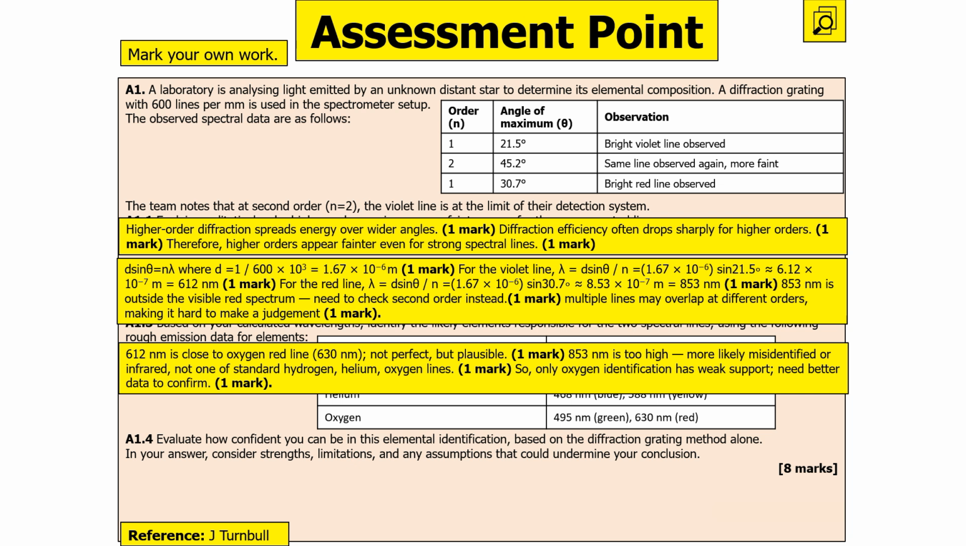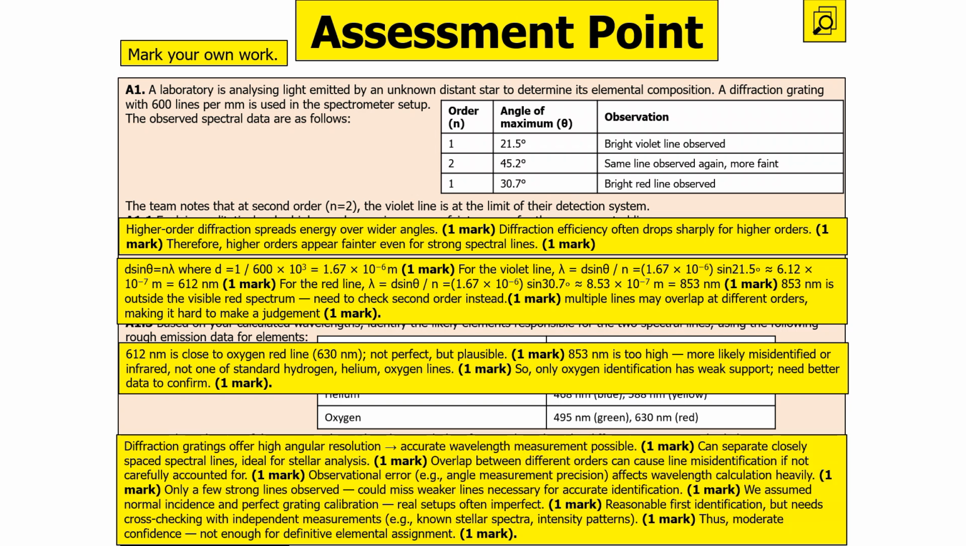It's not one of the three lines given, so only the oxygen identification has weak support, so we need some better data to confirm. Finally, diffraction gratings offer a higher angular resolution, leading to more accurate wavelength measurements. We can separate closely spaced spectral lines, which is ideal for stellar analysis. The overlap between the different orders could cause line misidentification if not accounted for. We may get observational errors which affect the wavelength calculation heavily. Only a few strong lines will be observed, and you could miss the weaker lines necessary for accurate identification.